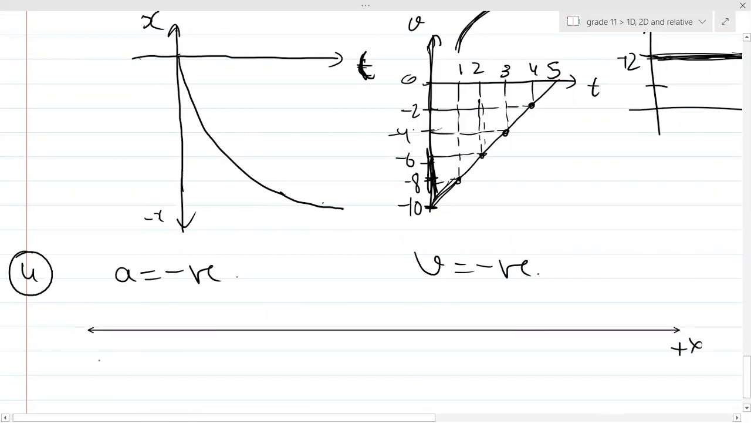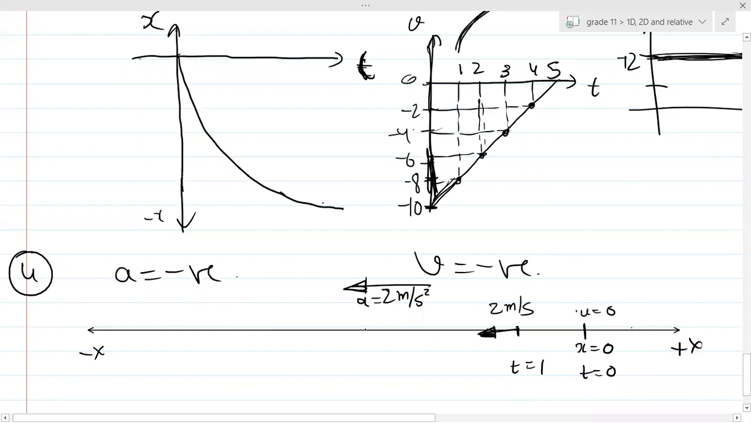Here there is the plus x-axis, here the minus x-axis. So x equals 0, t equals 0. Let's say the initial velocity is 0. Can you see, guys? It's the same case as the first case, but happening in the negative direction. After 1 second, its velocity will become 2 meters per second to the left, then 4 meters per second to the left. Is this clear, guys? It's the same thing.